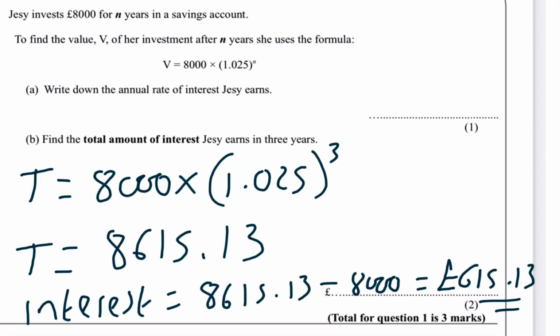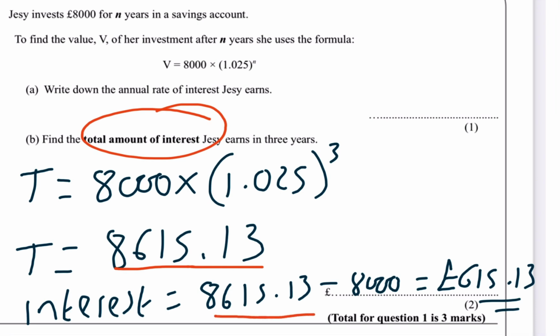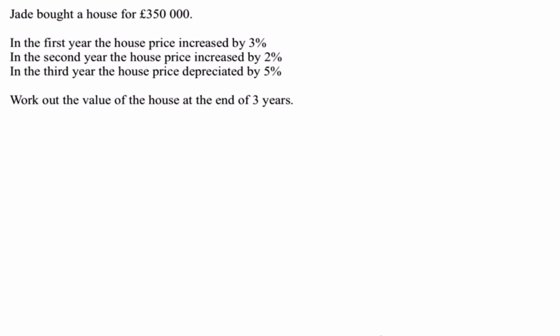So you should have got in the bank at the end £8,615.13. Therefore, the total amount of interest in 3 years is £8,615.13. Please be careful with the pennies. Take away the original amount invested, £8,000, and you should get an answer of £615.13.